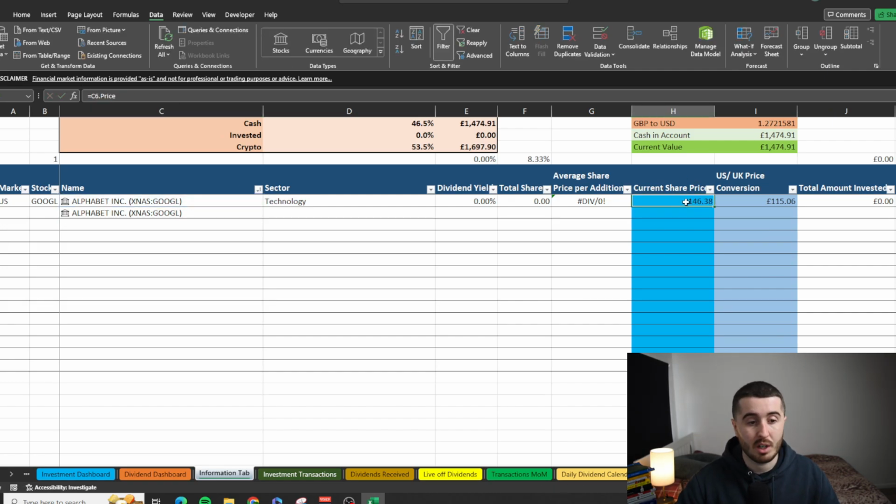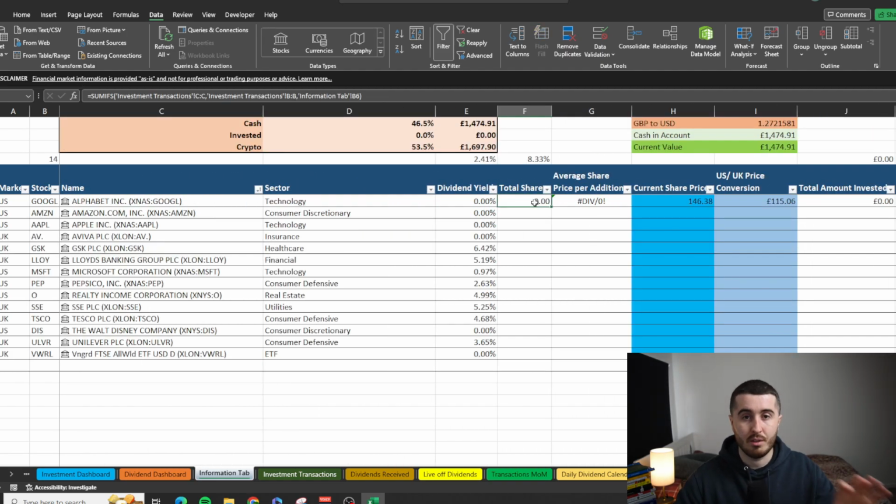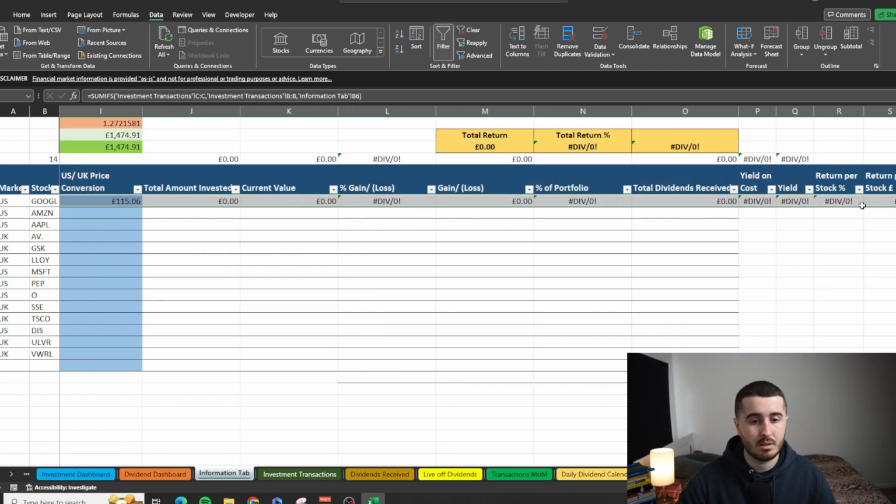And this is updated quite regularly if you're connected to an internet connection. You'll also need the sector and the dividend yield. And then the rest of these are all formulated. If I go ahead and put some test data in, all you need to do once you've got all of this data in there is to just highlight all of the formulas and drag them down.